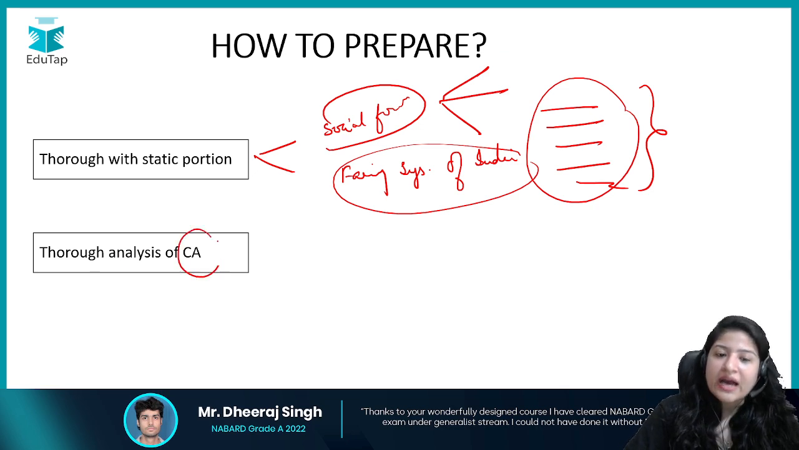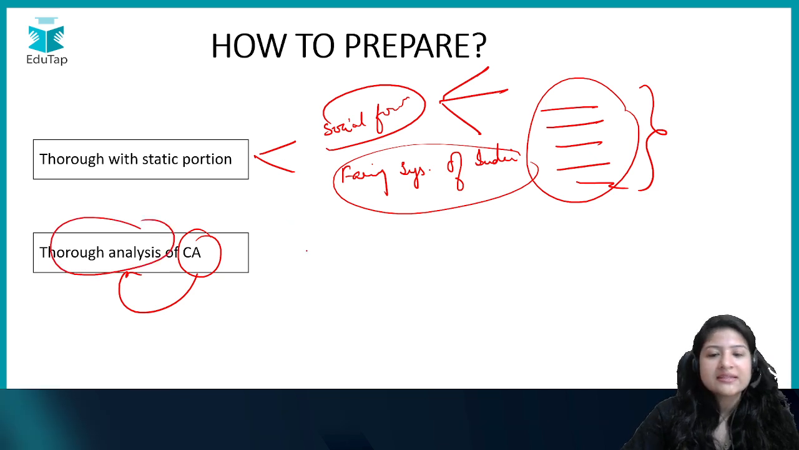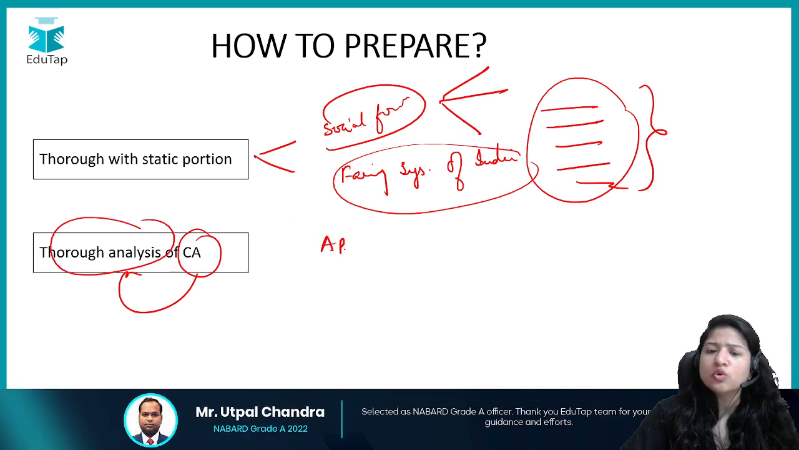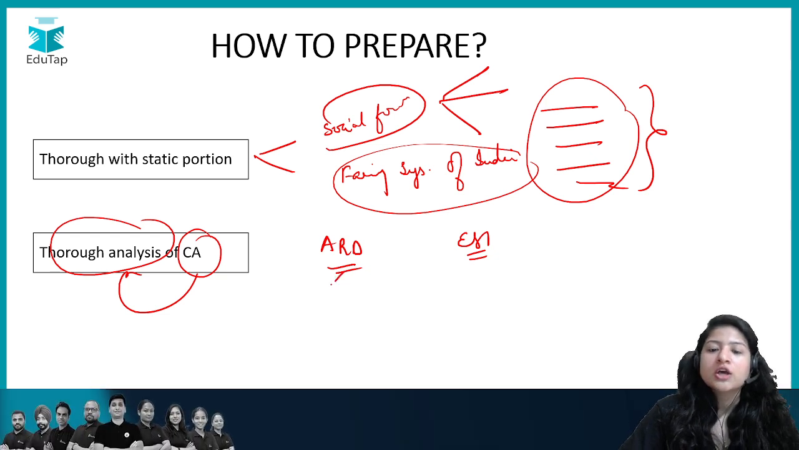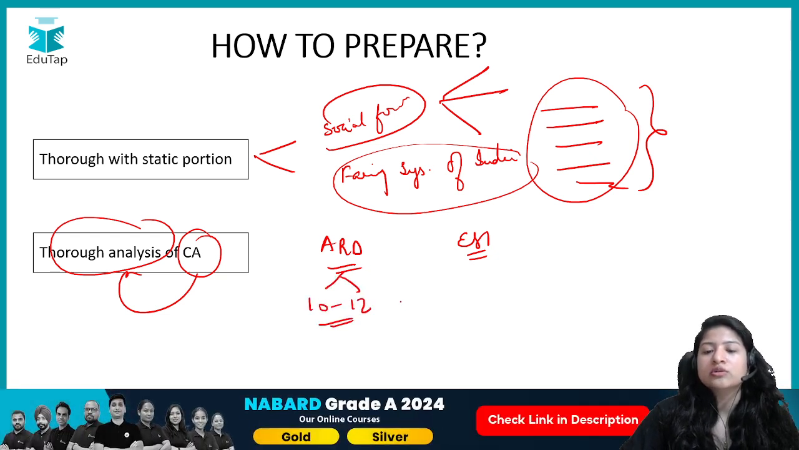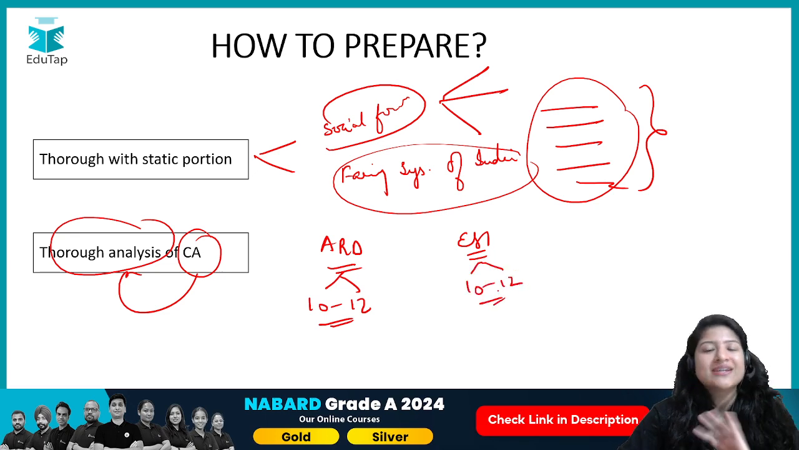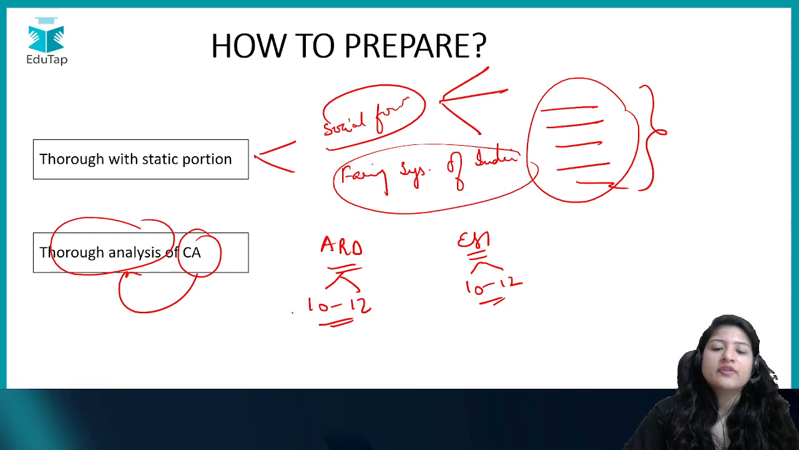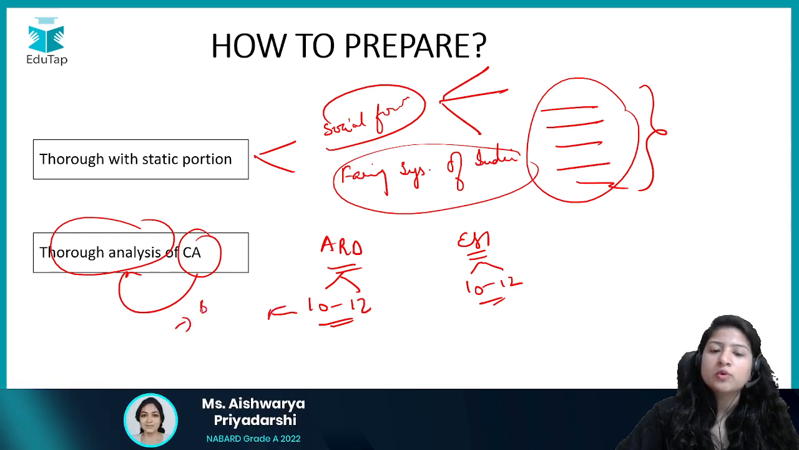Coming to the current affairs portion, have a thorough analysis. Whenever you are reading current affairs, you would understand that some schemes or news are recurrent in nature, or that something revolutionary has happened. So choose 10 to 12 topics in ARD and 10 to 12 topics in ESI, which are completely different from each other. For example, in ARD, you can choose one topic, blue economy.